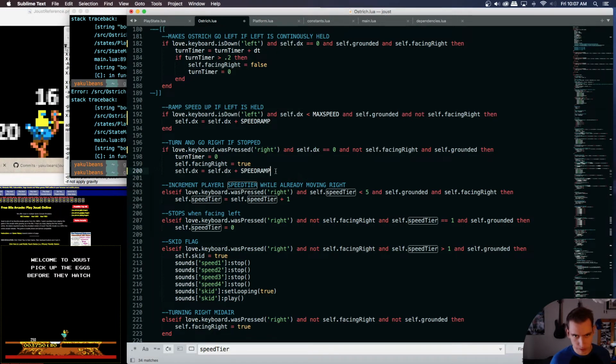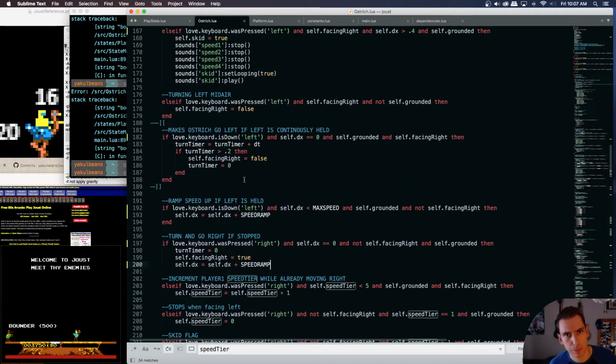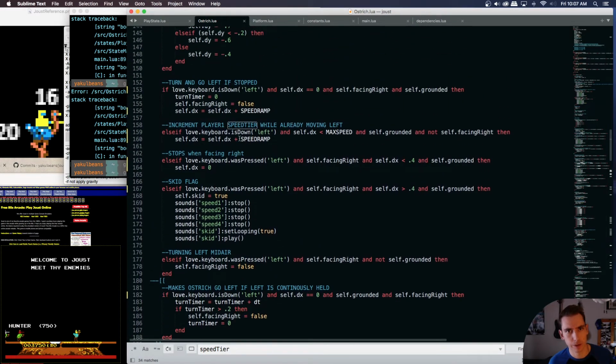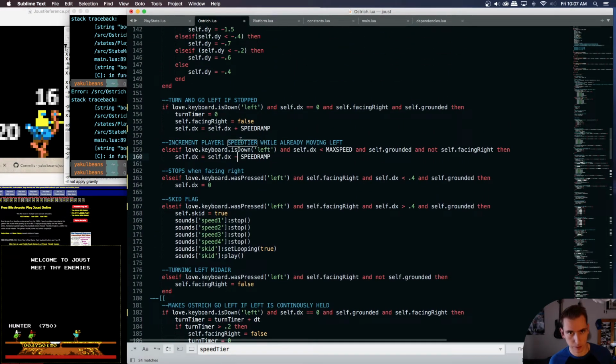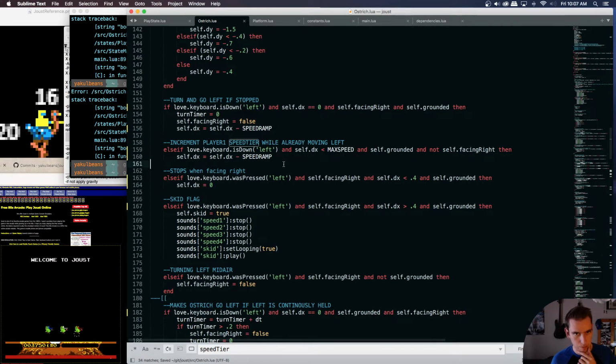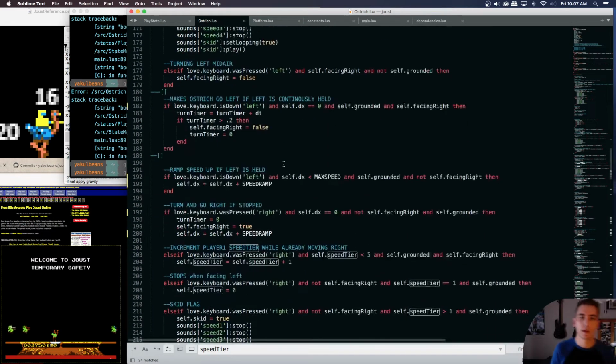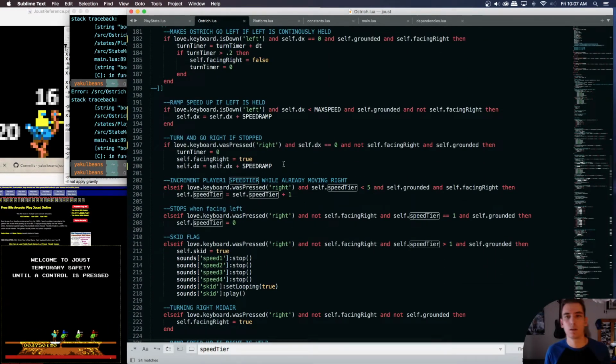I just realized a mistake we had. If we're going right, we need to go self-dx plus speed ramp. But if we're going left, we need to go minus speed ramp. So self-dx gets current dx plus positive speed ramp when the right is pressed and you're stopped and you're not facing right and you're grounded.